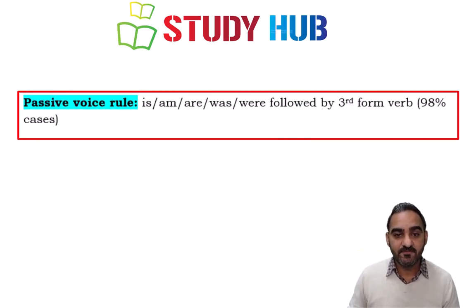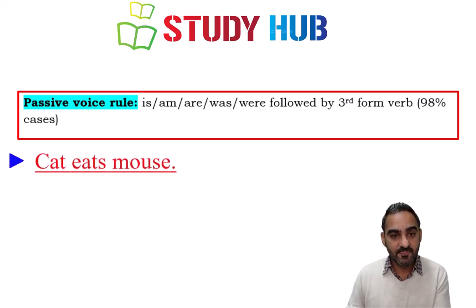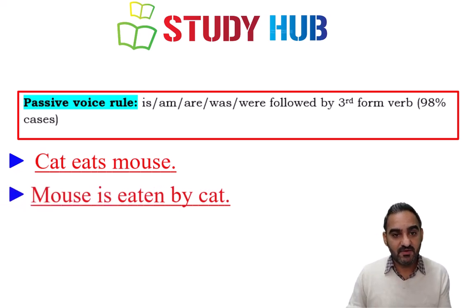Now in PTE, because it's an academic test, they will be using a lot of passive voice over there. What is passive voice? Passive voice is when we are writing a sentence by using the object in the beginning. For example, a normal sentence is "cat eats mouse." But in passive voice, the object, mouse, comes in the beginning. So it will be "mouse is eaten by cat."